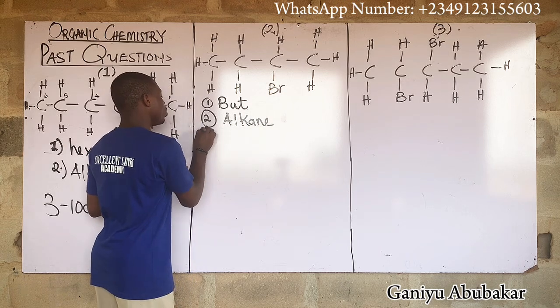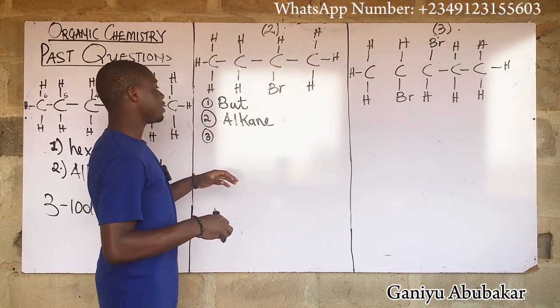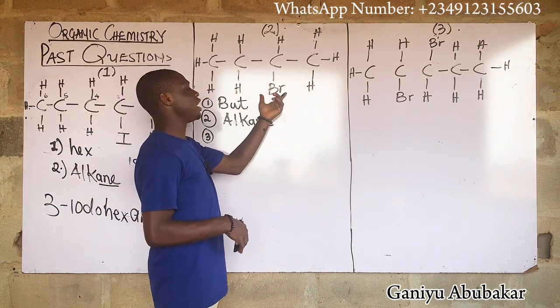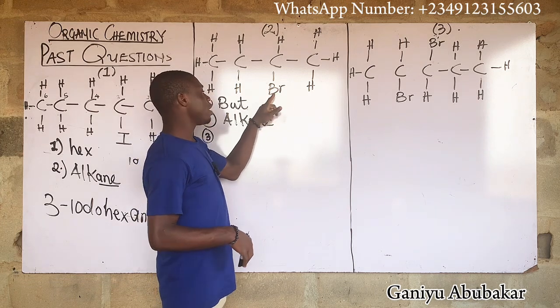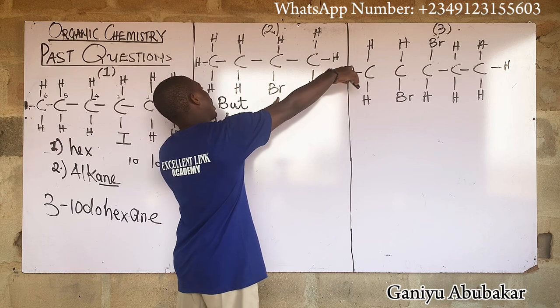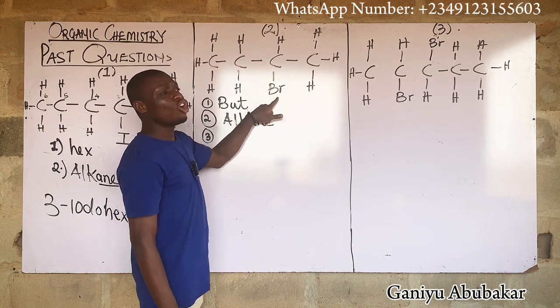Alkane. Rule 3 says what? Check out for a substituent. Of course, the only substituent here is bromine. So I'll do my upper numbering and lower numbering such that I'll have the lowest possible number for the bromine.